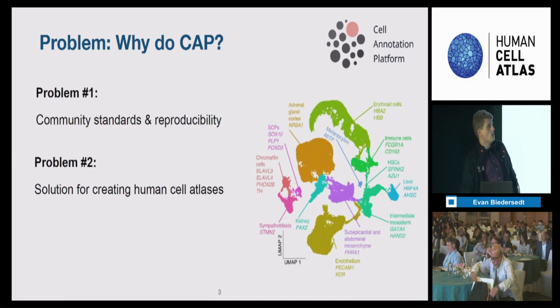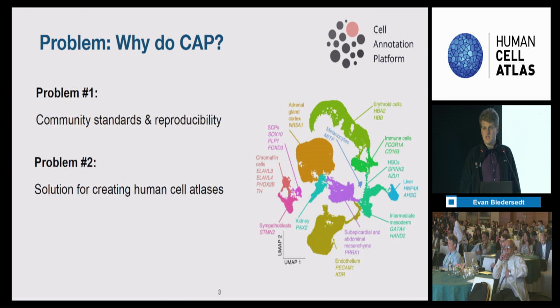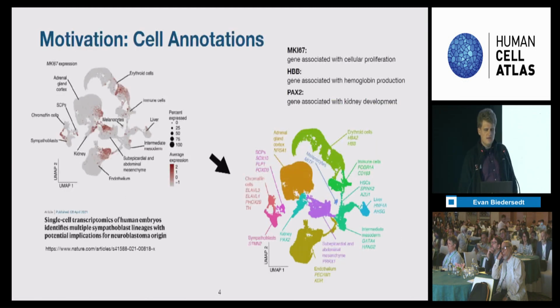All right, so why do the cell annotation platform? There are two big problems at the genesis of this project that we were trying to solve. One is we noticed there was basically a community standards issue with regards to cell annotations, how we share these and publish these within the field, which I'll get into. And then there's a larger problem here about what the standards of cell annotations are that you need for creating human cell atlases.